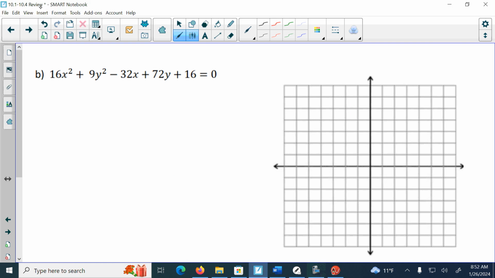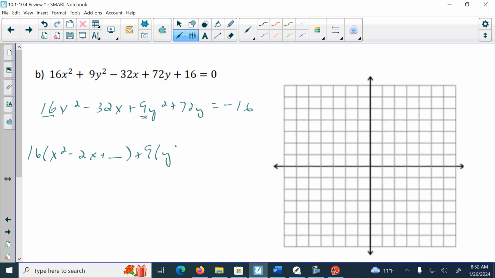Okay, for question B, we're doing the same thing. We're putting the x's together, the y's together. Anything that doesn't have an x or a y is going to go over to one side by itself. Then I'm going to factor out this 16 from the x's, so x squared minus 2x, leaving that space for when I complete the square. Factoring out this 9. It's 8, right?